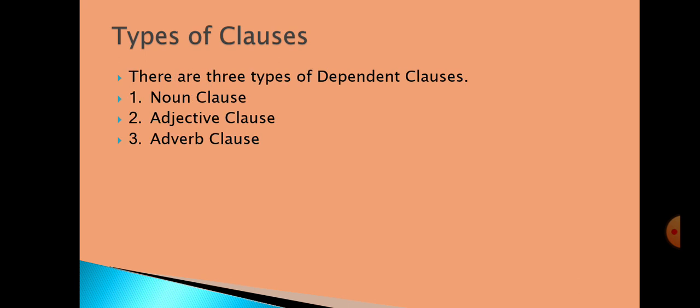I told you earlier that there are two main clauses in English. They are independent clause and dependent clause. Again, you have to remember that there are three kinds or types of dependent clause. So, which are those three types of dependent clauses? You can see them on the screen: noun clause, adjective clause, and adverb clause.